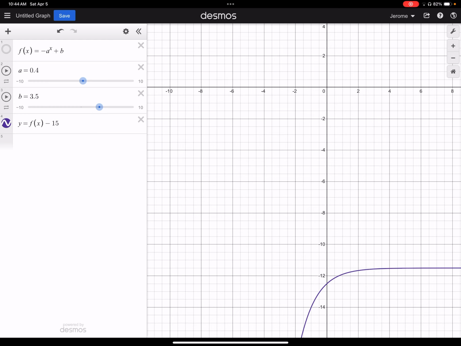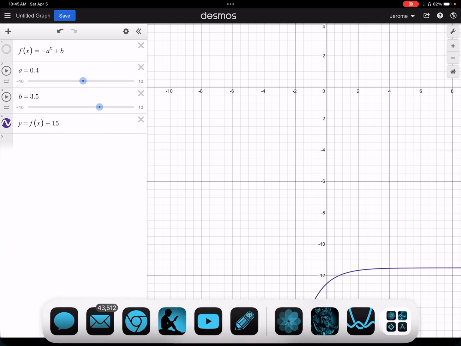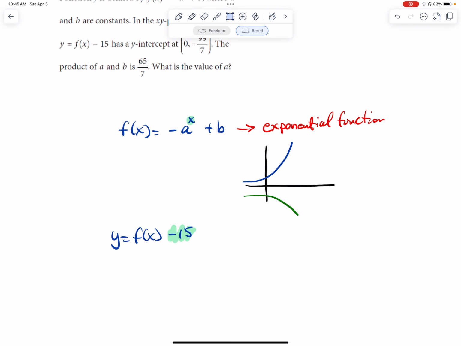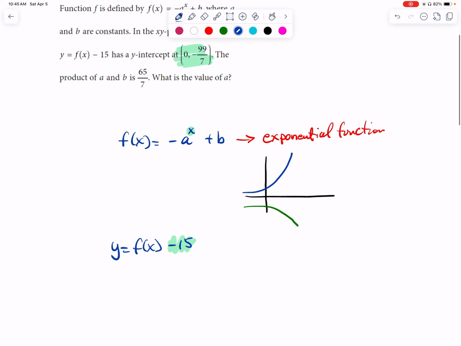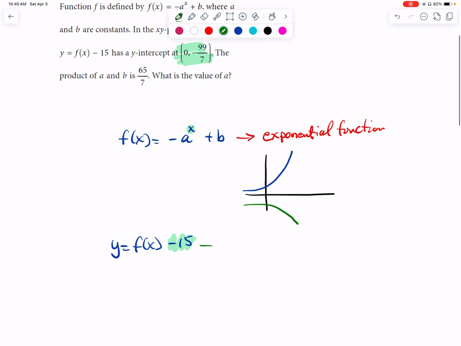Maybe we can pull something from the question and bring it in over here and see if we can solve the question that way. It gives us a couple of things, for example, this y-intercept. The y-intercept happens whenever you plug a 0 in for x, and then the y should be equal to negative 99 over 7. What a strange value. So here, I'll just write this thing down. This thing goes through (0, -99/7).